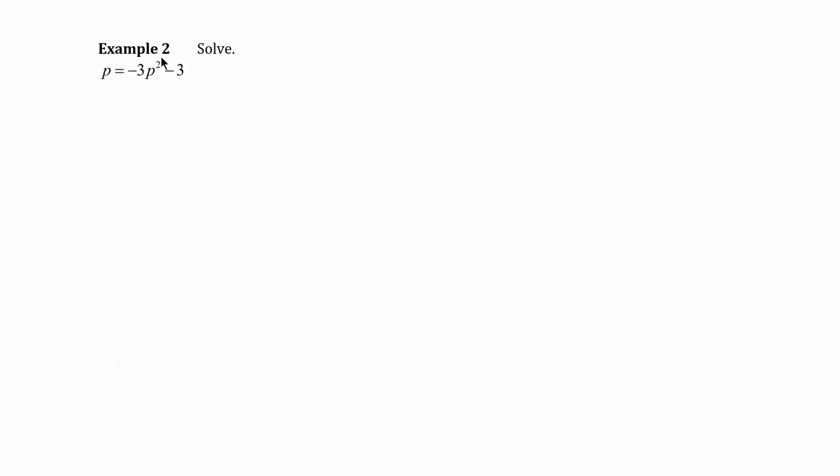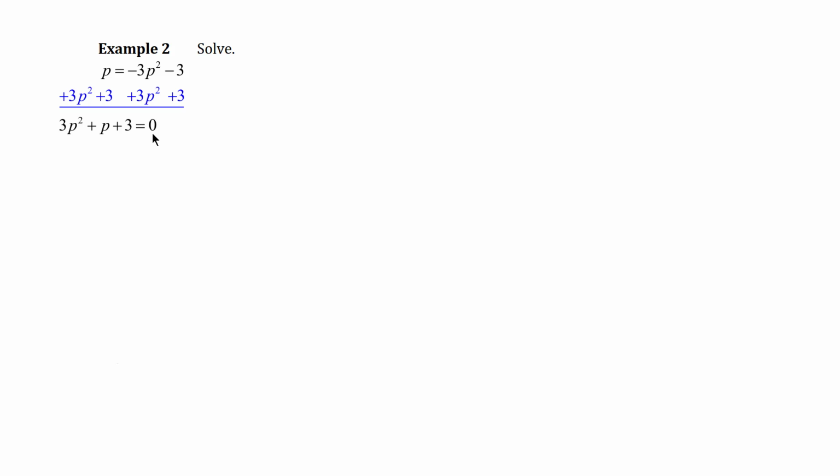For example number 2, solve. We have p equals negative 3p squared minus 3. First, we need to put the equation in the correct form. So what I'm going to do is move all the terms to the left-hand side of the equation. This way the leading term will be positive. So I'm going to add 3p squared and plus 3 to both sides of the equation. The result is 3p squared plus p plus 3 equals 0.